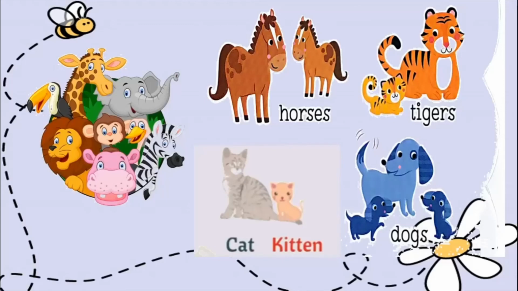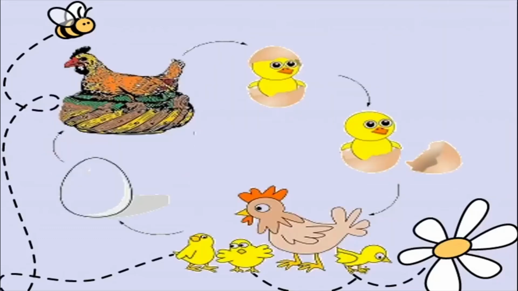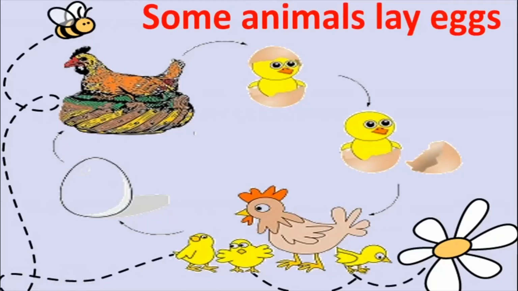So all of us were born in this way. Our mummies gave direct birth to us. See, this is how a chicken gives birth to its baby. First it lays an egg and then the egg breaks, and from that a chicken comes out. The chicken becomes big and again lays an egg, and again the baby comes out, and the cycle goes on. Okay children, so some animals lay eggs.